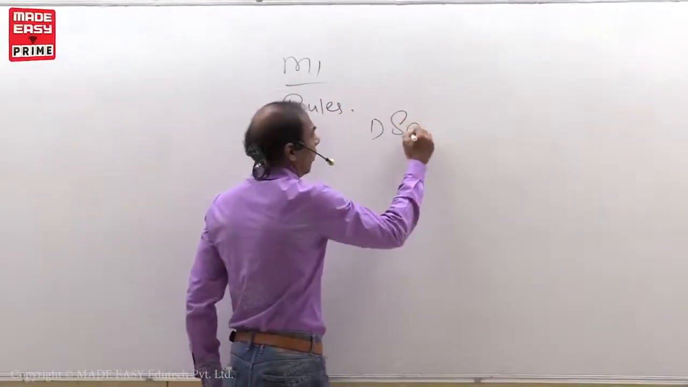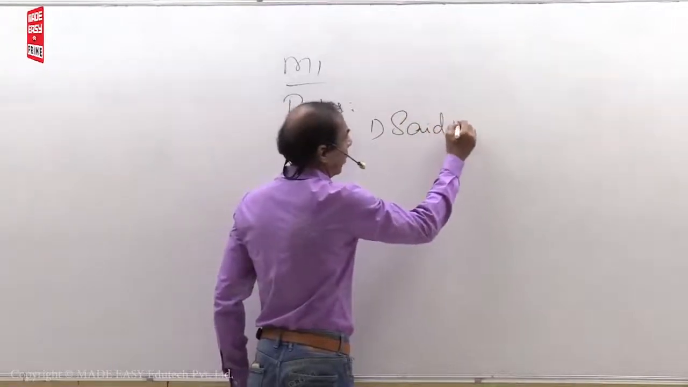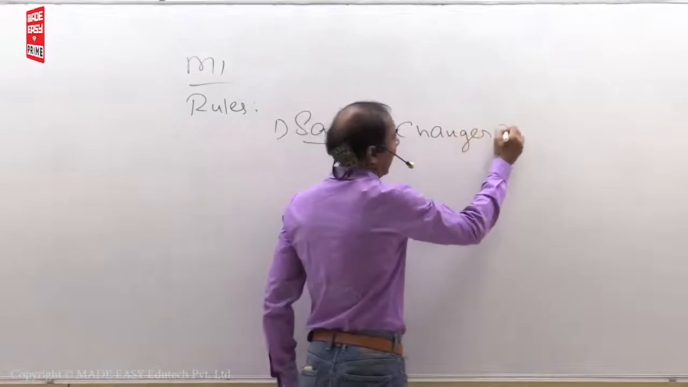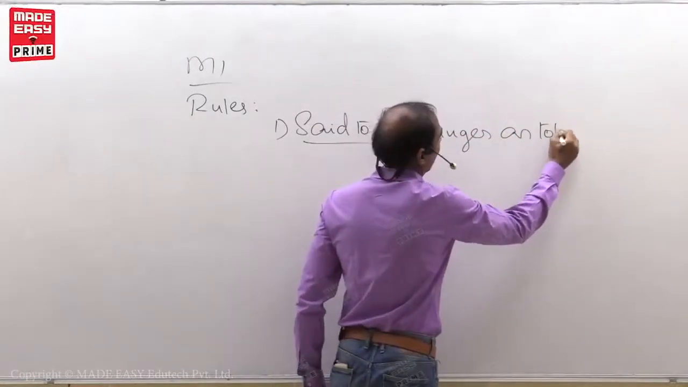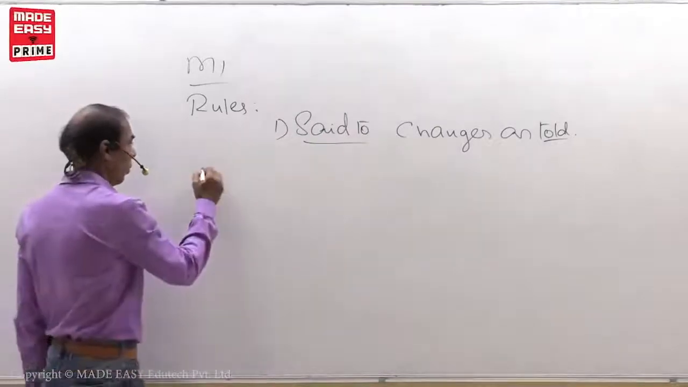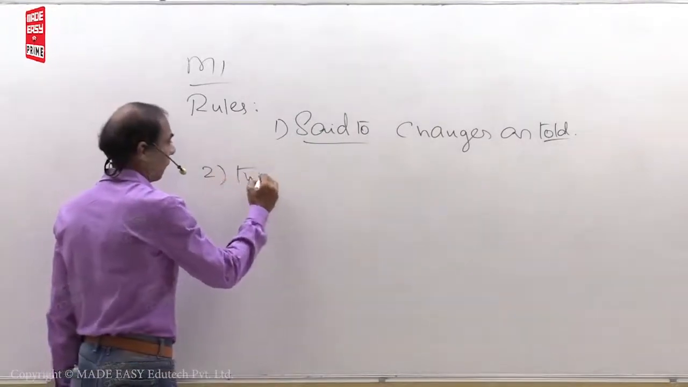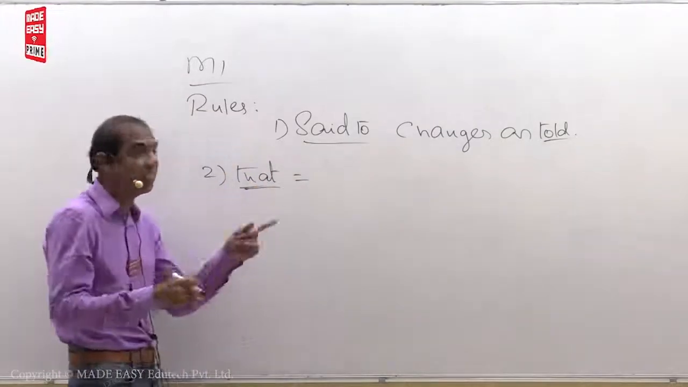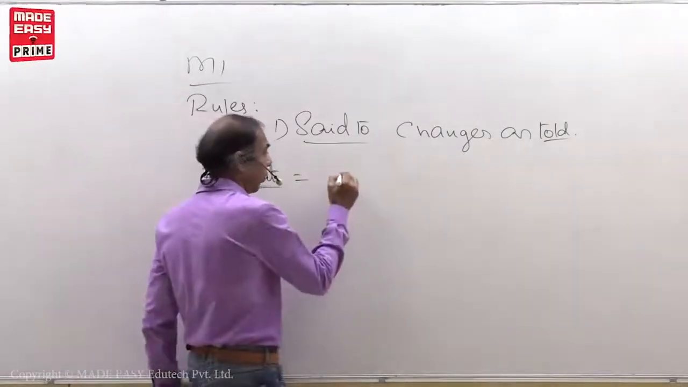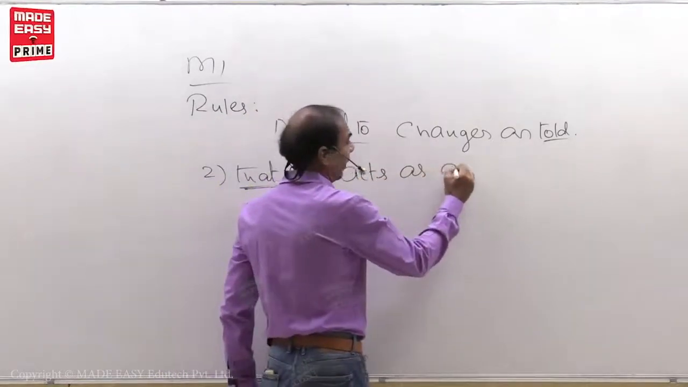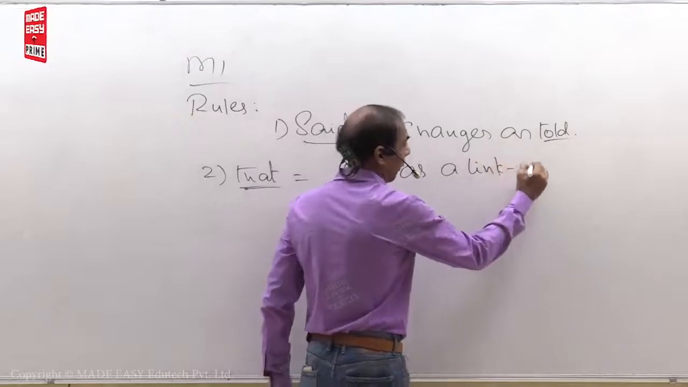First rule: said to changes as told. Said to changes as told. Rule number 2: that, underline that, or else the meaning gets changed. That is equal to, it acts as a link word.